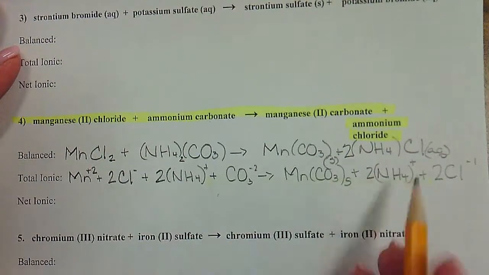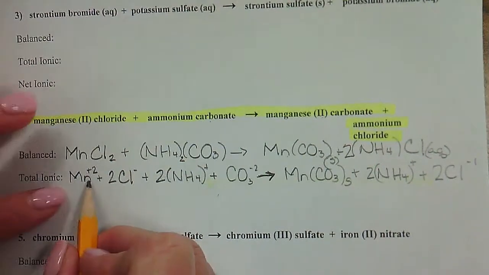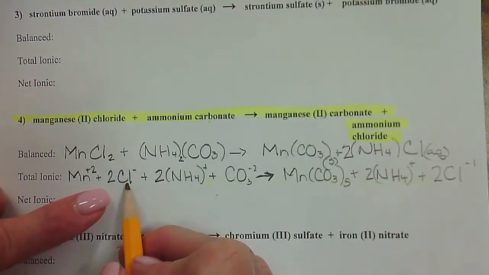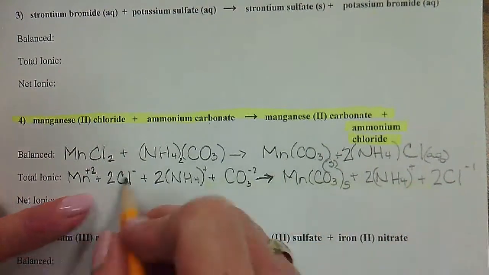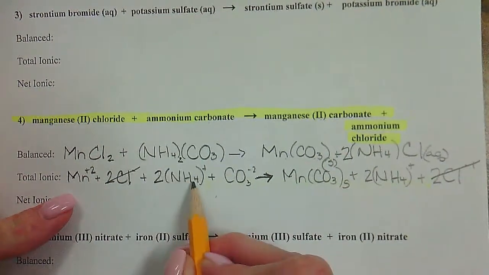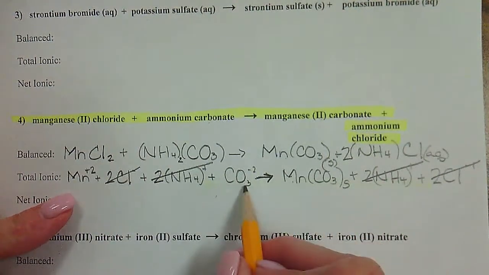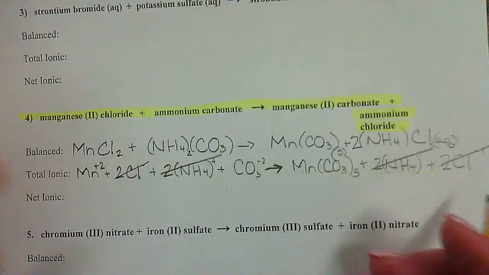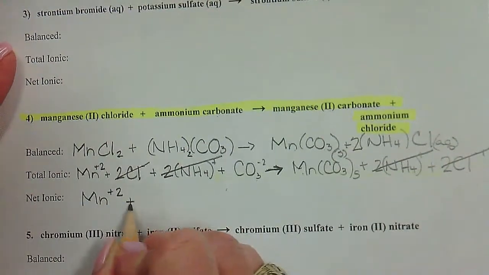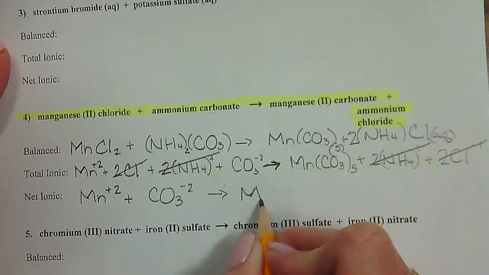So I go back and forth on either side of the arrow and cross off the things that are the same. Is there a single manganese by itself over here? Nope. Manganese is bonded to carbonate over here. How about 2 chlorines with a negative charge? Yep, way down here. So those can be crossed off. They're the same on each side. Are there 2 ammoniums with a plus charge? Yep, right there. Cross that off. And carbonate is bonded to manganese, so there is not a single carbonate by itself. So my net ionic equation is what I have left over. Manganese plus 2 plus CO3 minus 2 yields manganese(II) carbonate.